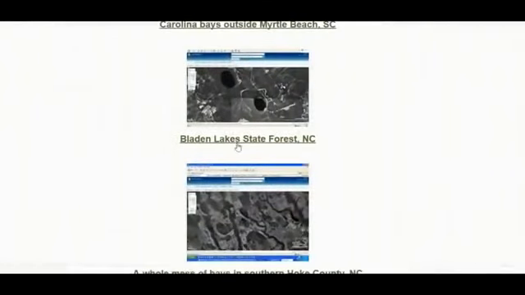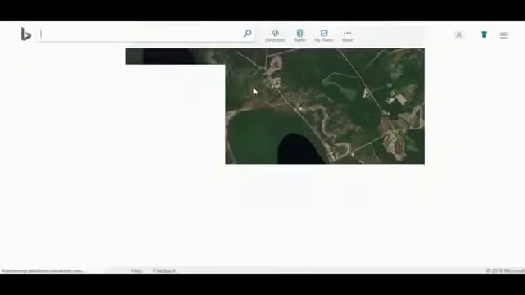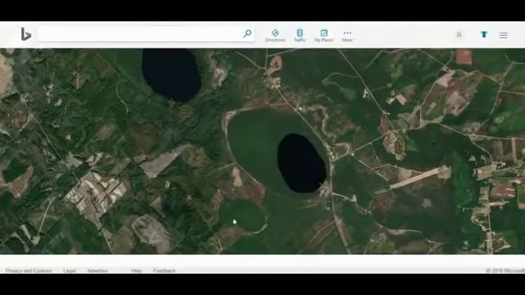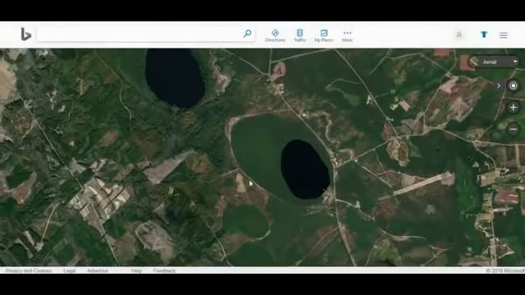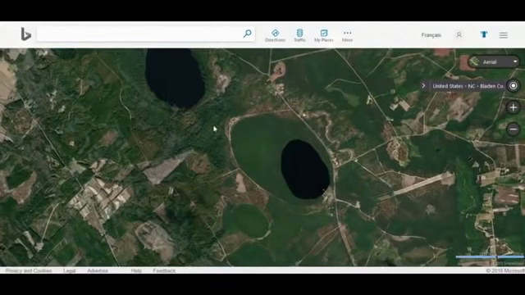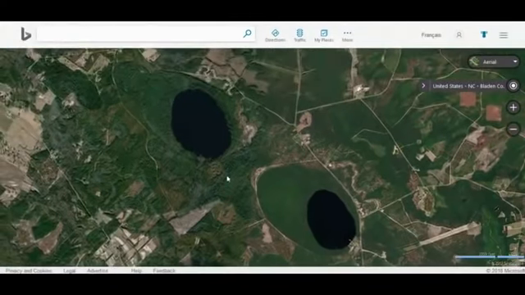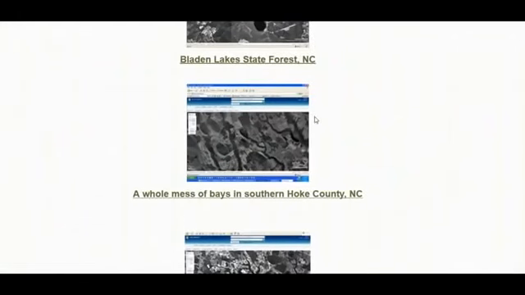So now let's take a look at Bladen Lakes State Forest, North Carolina. Here's one. Here's a bigger one with some water in it. And here's one. And here's another one that's overlapping it a bit. But just a couple more examples, and I think I just want to show you two more.